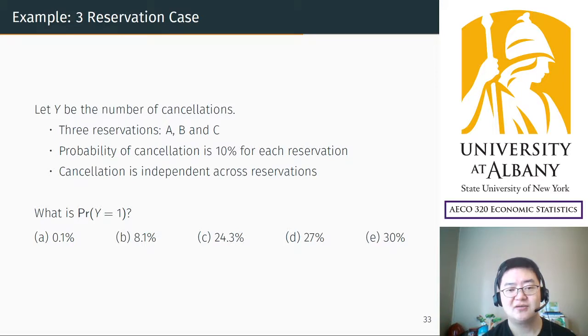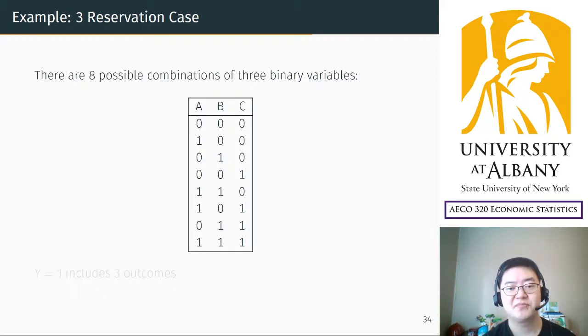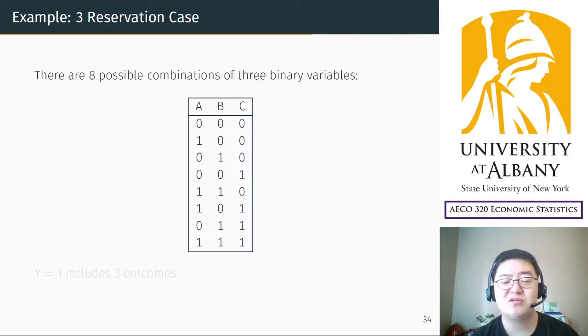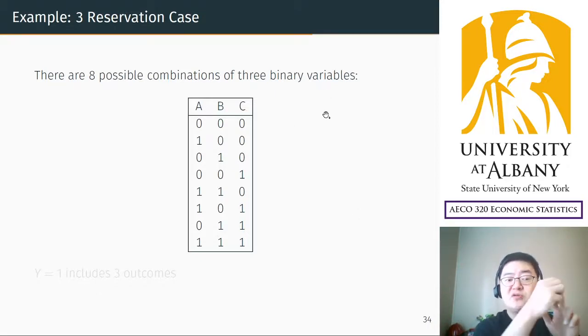3, 2, 1. So now we cannot make a 2 by 2 by 2 table in a slide. It's a two-dimensional slide. So instead of making a 2 by 2 by 2 table, I just list all the possible combinations. When you have three reservations, and for each reservation two outcomes are possible, that means 2 by 2 by 2 outcomes. So there are a total of 8 possible outcomes.